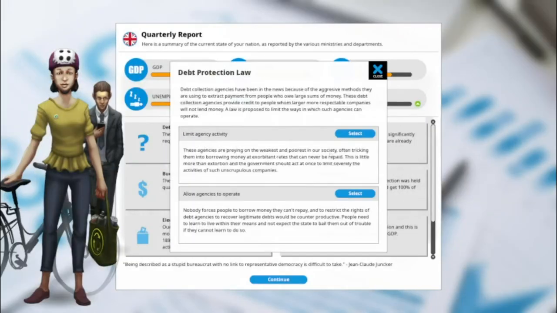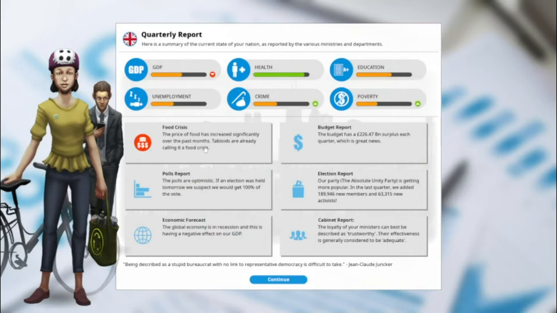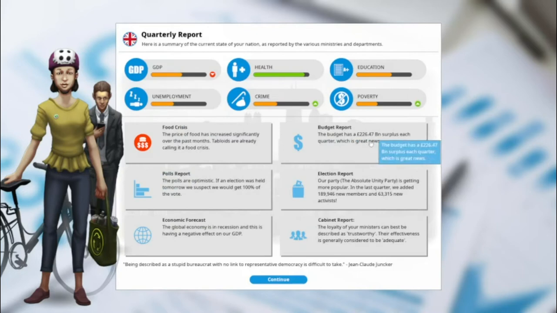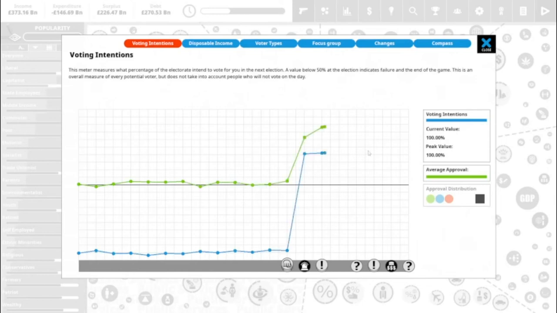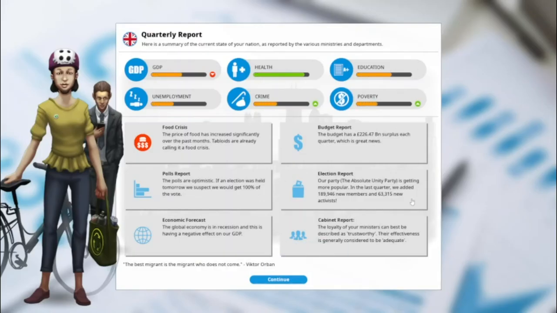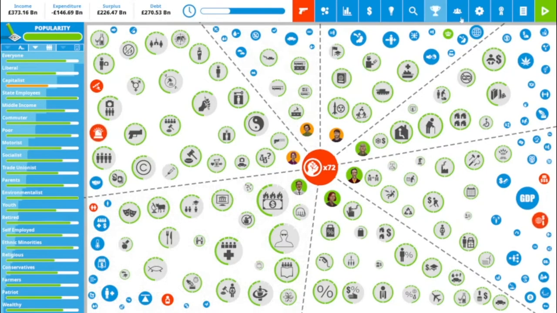Debt protection law, limit them. Food price crisis. Oh, it might stop by itself. Oh, the drought's caused that. Crime's on the up, poverty's on the up, GDP is down. Suspect we get 100% of the vote in next election. That can't happen. I don't believe it. Debt, we're going to pay off in a couple of quarters.